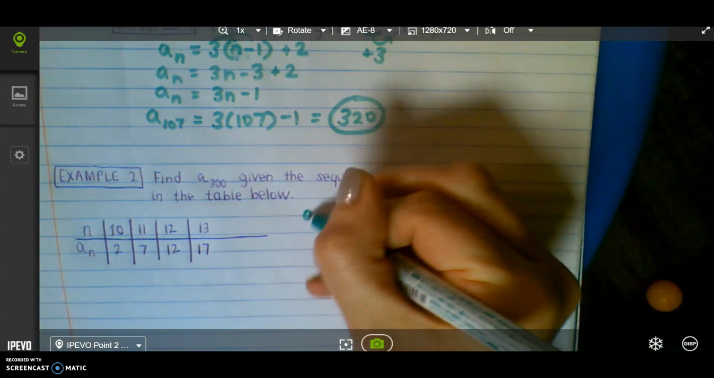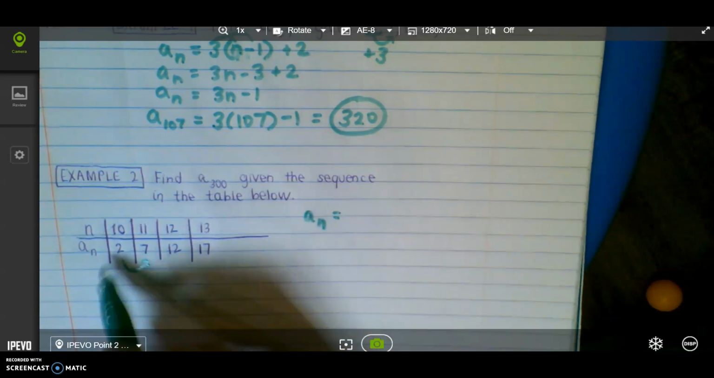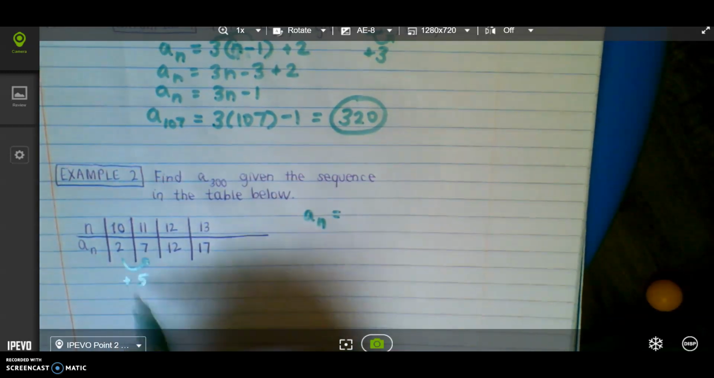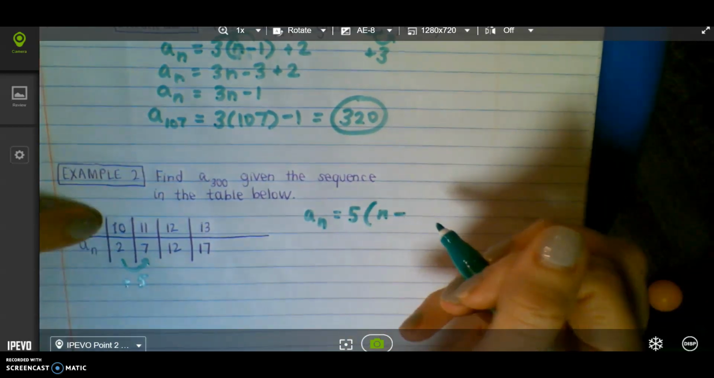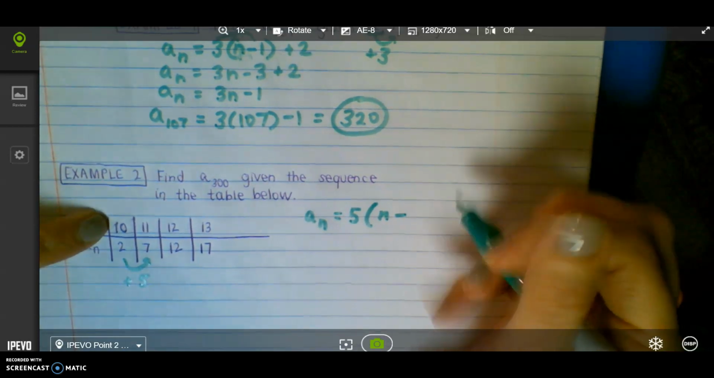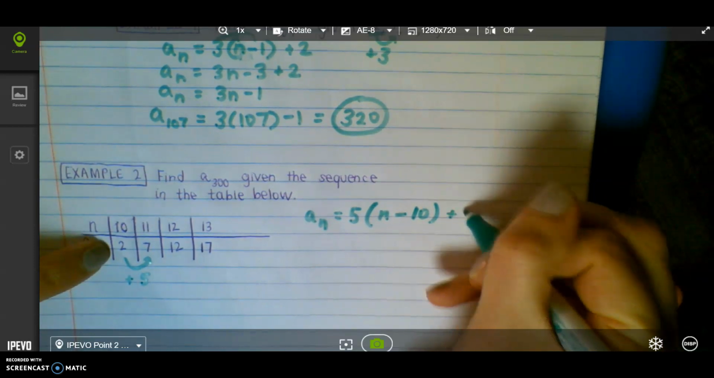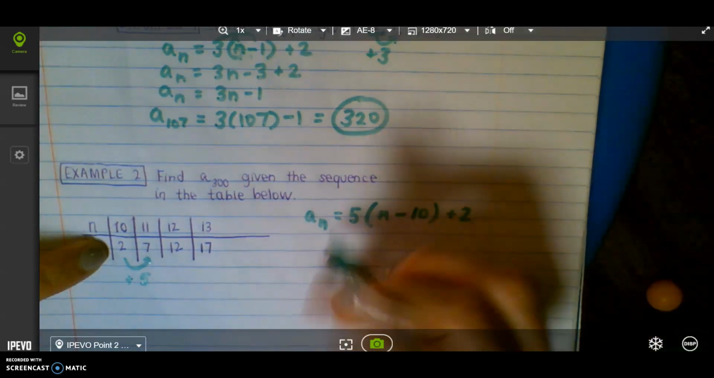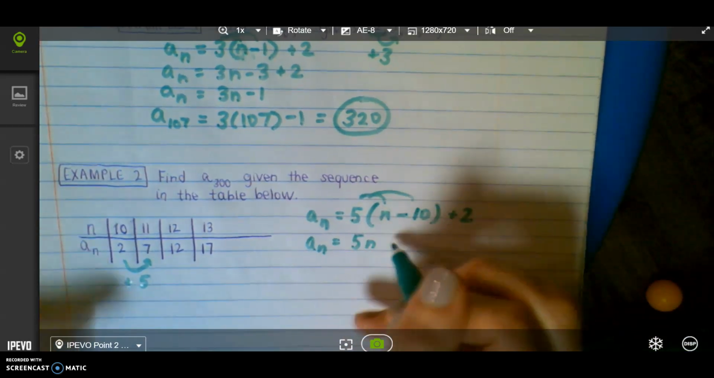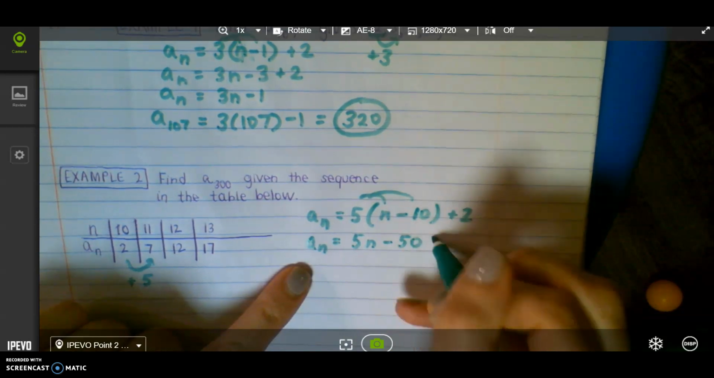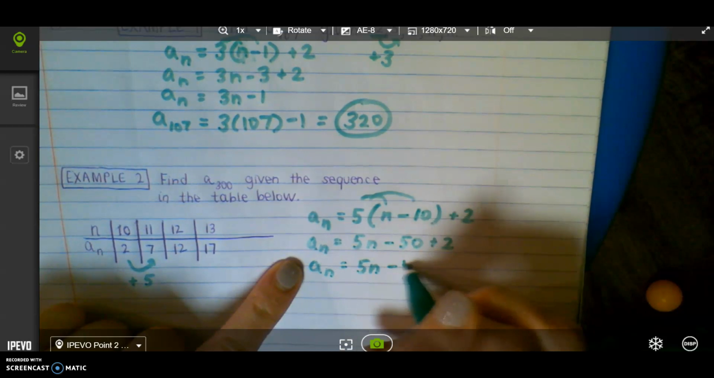So I have to write my explicit formula first. A sub n equals d. Let's figure out what that is. From 2 to 7, we add 5. So 5 times n minus, I'll use the 10th term. You can use any term you want. I'm going to use the 10th. So I shift to the right 10. The 10th term is 2. Distribute the 5. A sub n equals 5n minus 50 plus 2. So a sub n equals 5n minus 48.